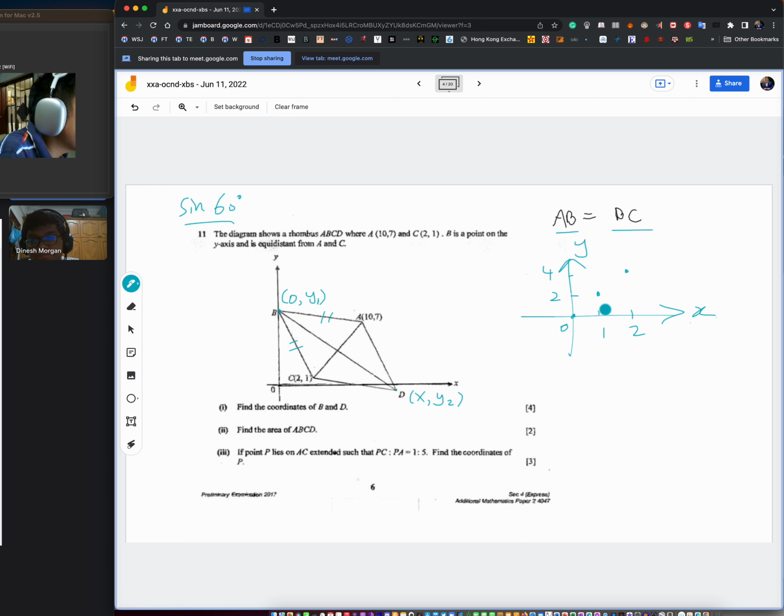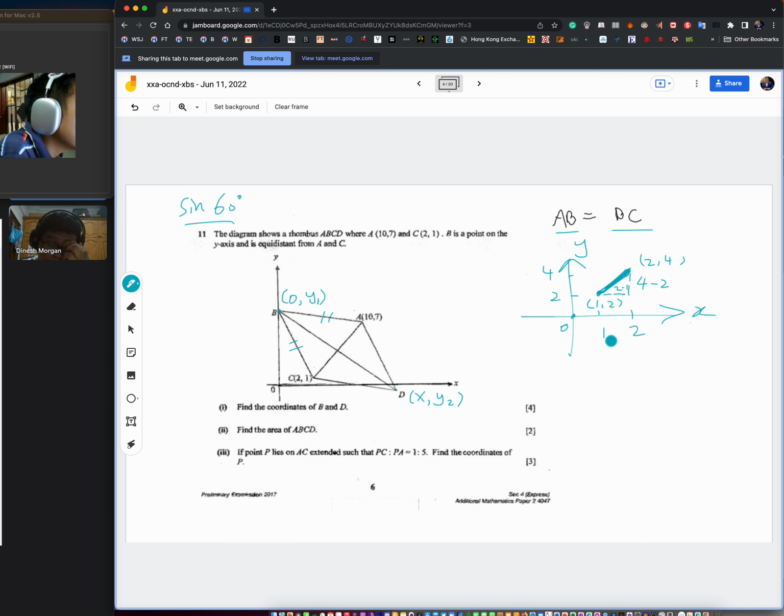So this one is your what? This one is your 1 and 2. This one is your 2 and 4. So how do you find the length of this line? So how do you get the height? 4 minus 2, right? Then the base here is the 2 minus 1, right? Yep, 2 minus 1.